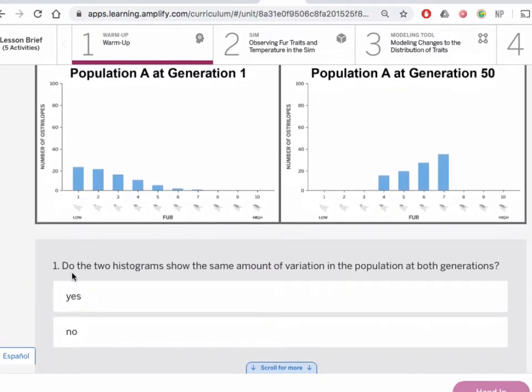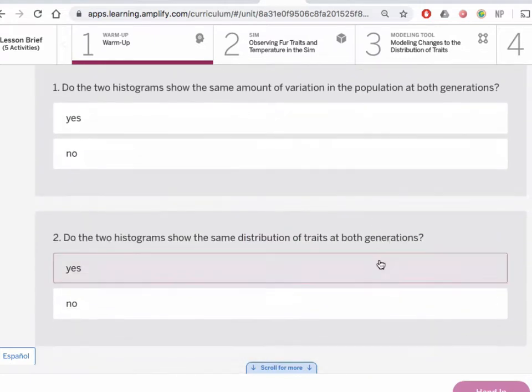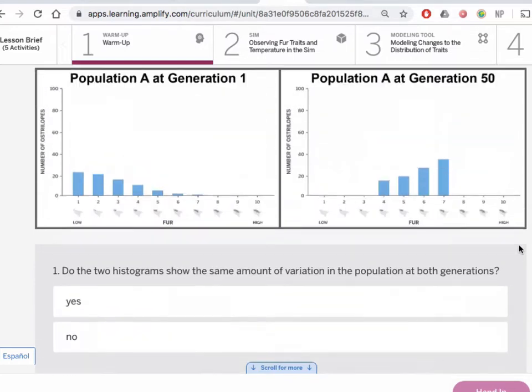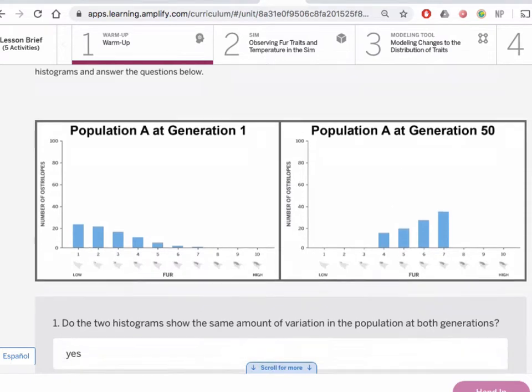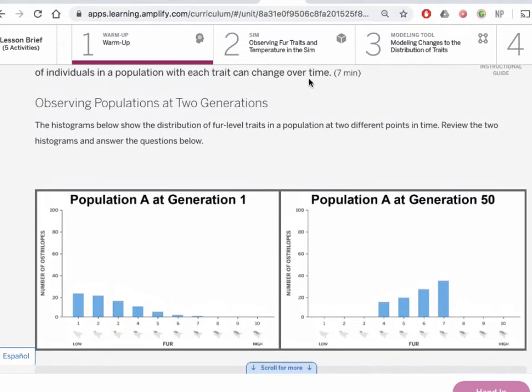First question. Do the two histograms show the same amount of variation in the population at both generations? Well, let's see. There are 7 types of australopes in the first graph, and there's only 4 types of australopes in the second graph. Do the two histograms show the same distribution of traits at both generations? Does it look like they have the same distribution of traits? Let's move forward.